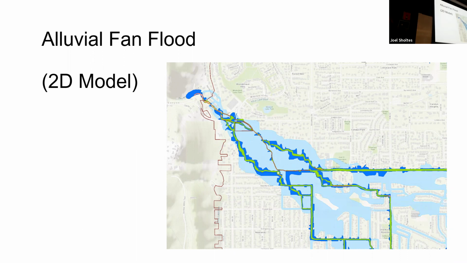So fans distribute flow and spread it out because they're convex, or what is it? Concave. I'm going to forget what that is. Anyway, they're shaped like this. So the flow is not going to just go down some channel. It's going to spread out, right? And that's where 2D modeling can be really important.